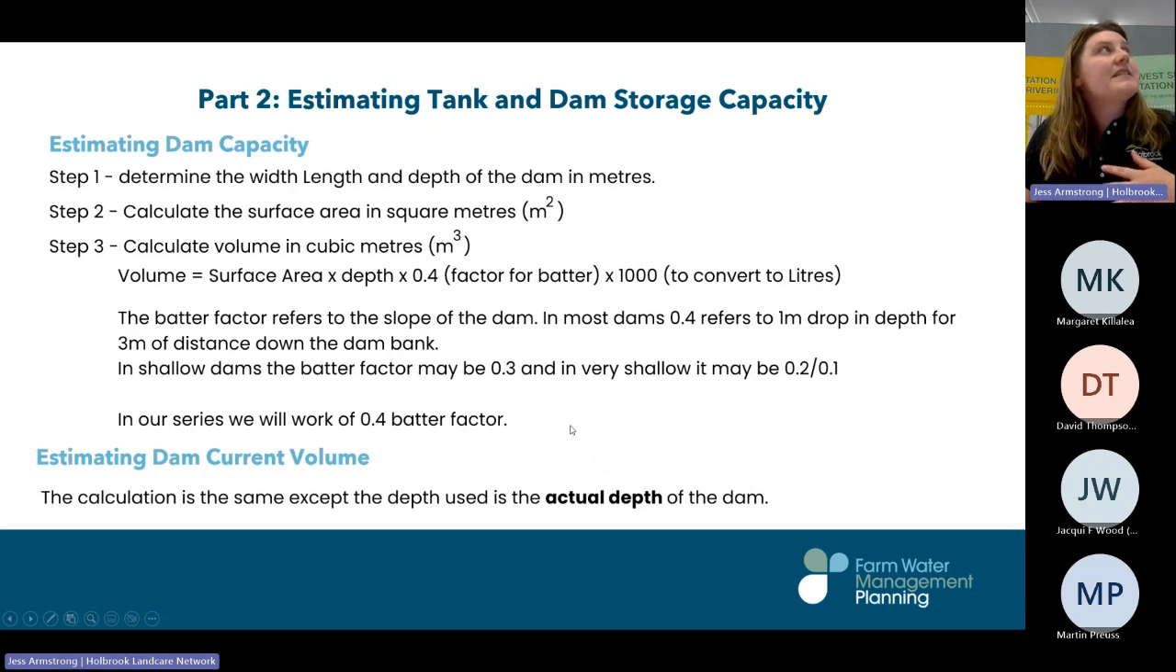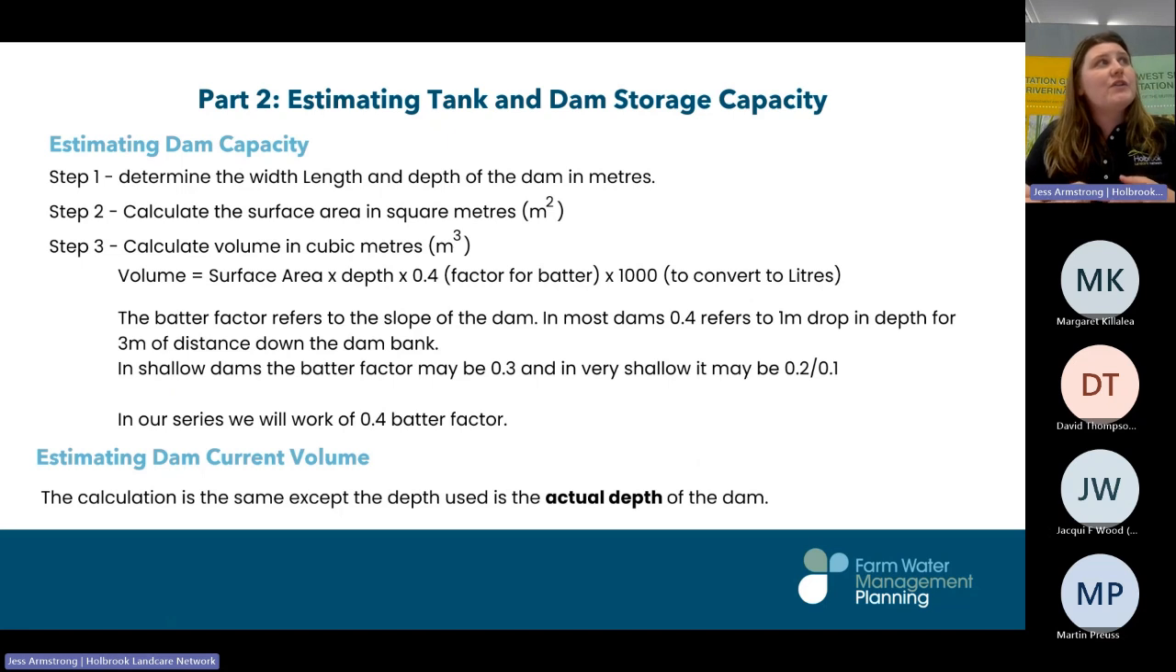Now we're going to be looking at estimating our dam capacity, which has a couple of different calculations based on the shape of your dam. First thing that you need to do is determine the width, length, and depth of the dams that you have in meters. You need to calculate the surface area in square meters, and then you need to calculate the volume in cubic meters. So we know that the volume is going to equal surface area times depth, and we're going to use 0.4 as our factor for batter, and we're going to times it by 1,000 to convert to litres.